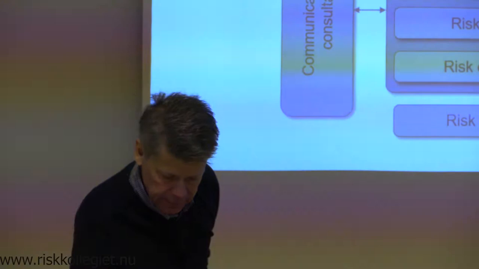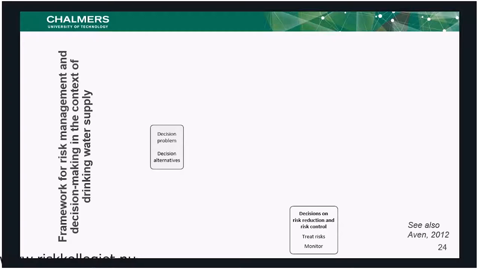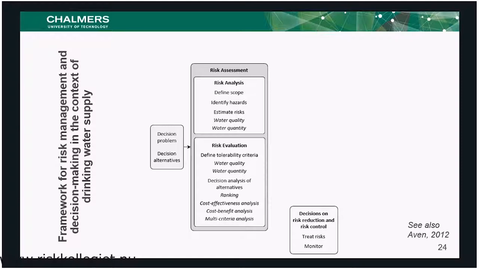And we often put up the framework like this, where we have a decision problem, and we want to reach a decision in the end. And how to do that? Then risk management comes in with a risk assessment part, where we have an analysis of risks: defining the scope, identifying the hazards, estimating the risks, and then evaluating the risks. What is tolerable, and what alternatives do we have to reduce the risks? And how can we do that in the best way? And here we have the decision support methods coming into play, like cost-benefit analysis, multi-criteria analysis, and so forth.